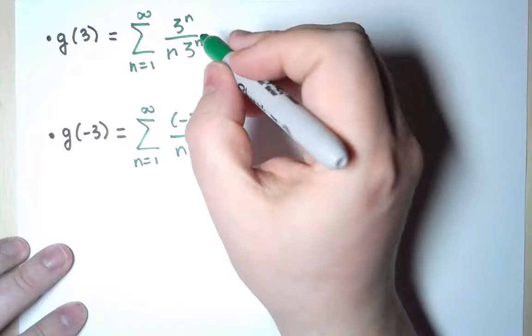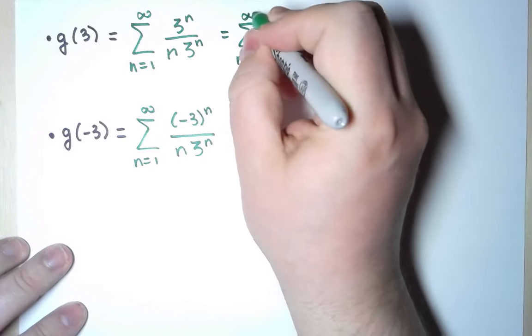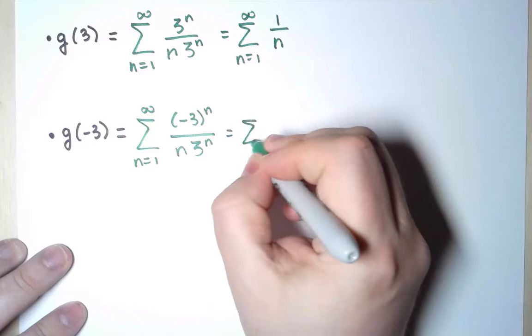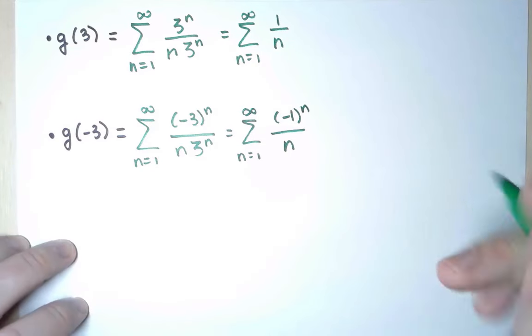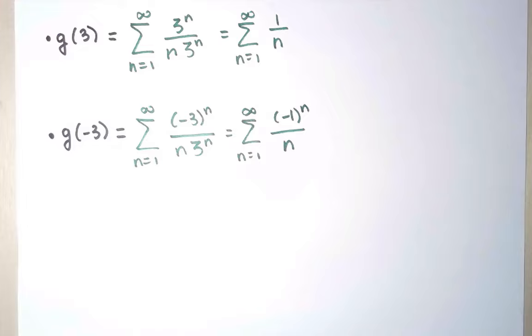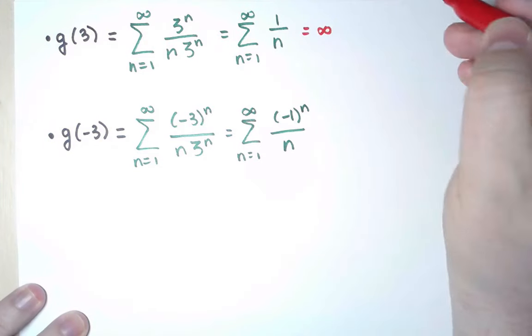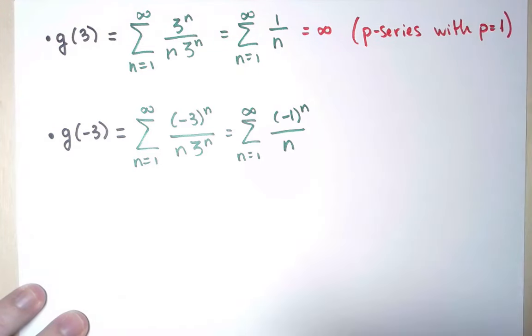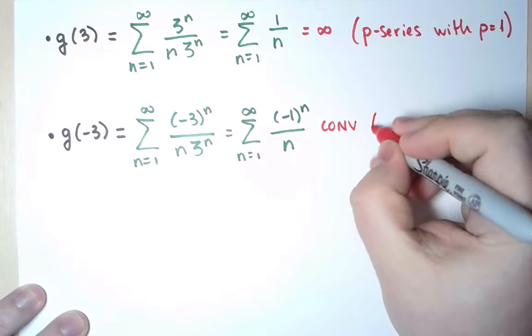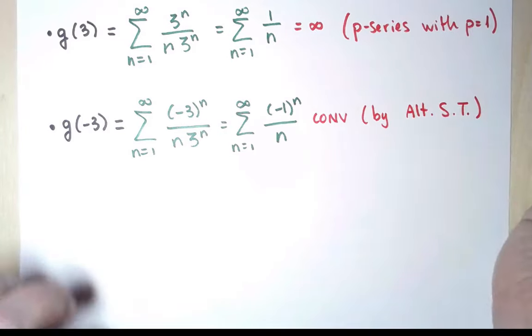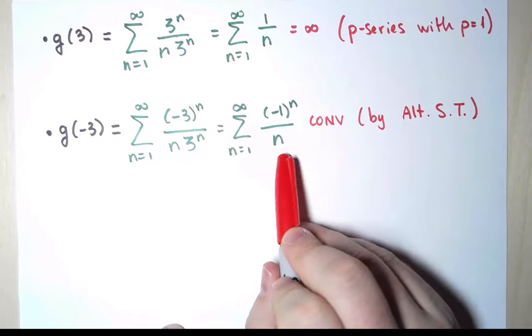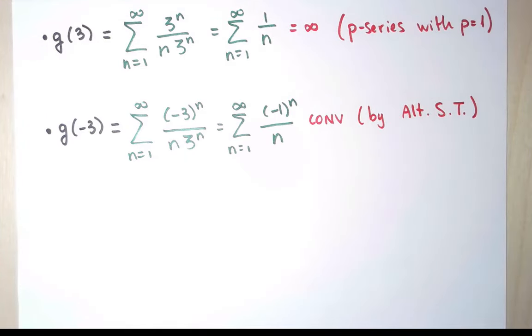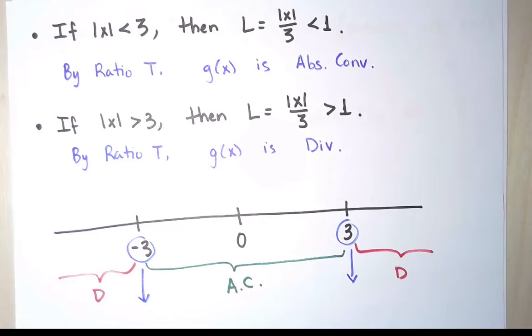Conveniently, in both cases, the terms simplify quite a bit. 3 to the n over 3 to the n is 1. And here I separate the sign. And luckily, I recognize now these two series. The first one I know to be divergent is the harmonic series, or if you prefer, is a p-series with p equals 1. The second one is convergent, for example, by the alternating series test. The second one is convergent, but if I put absolute values on it, it would be divergent, so it's only conditionally convergent. So I now can complete this picture. At this endpoint, I get that it's conditionally convergent, and at this endpoint, I get that it is divergent.